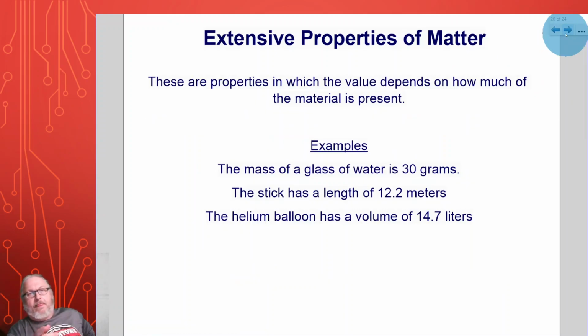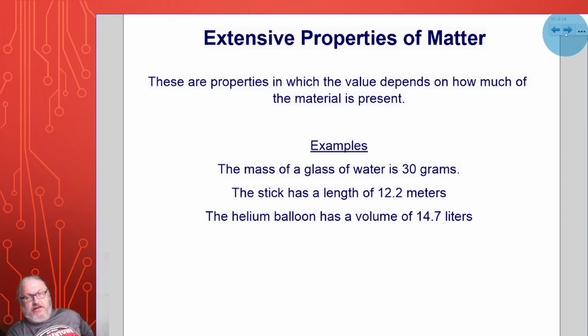So, extensive properties of matter are properties in which the value depends on how much of the material is present. So, mass, if I've got a lot of something, a lot of stuff there, okay, then the mass of a glass of water is 30 grams. I could add more water to that glass and then it would increase the mass. So it depends on how much of the water is there.